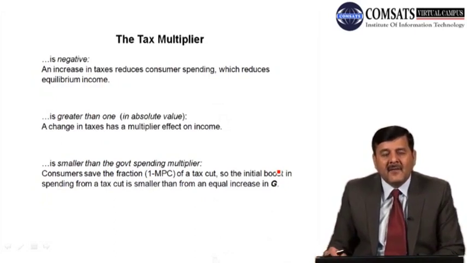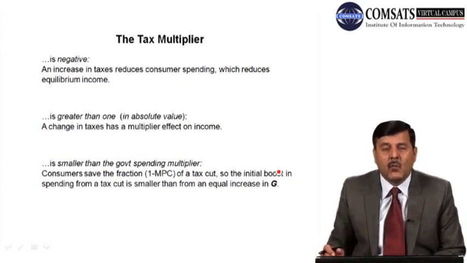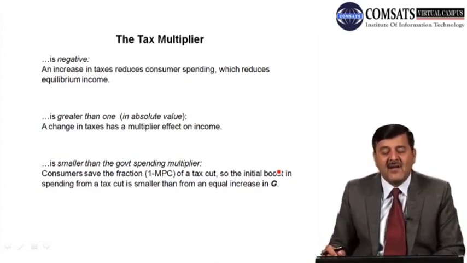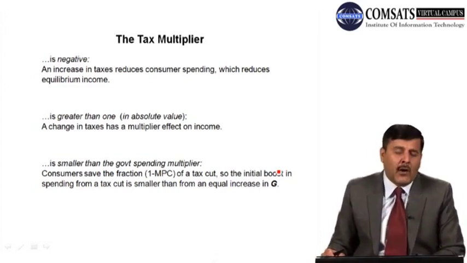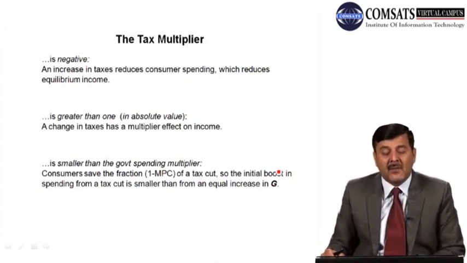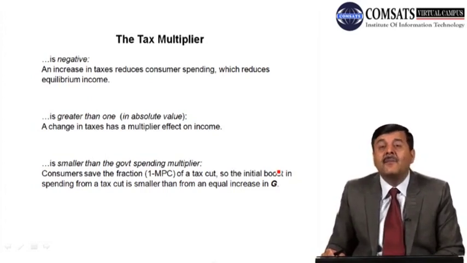As we said in the previous slide, the effect of tax on income is negative, and an increase in taxes reduces consumer spending, which reduces the expenditure level and reduces income in the economy, and this is greater than 1 in absolute value. A change in taxes has a multiplier effect on income which is smaller than the government spending multiplier, because consumers have to save a fraction, which is 1 minus MPC, of a tax cut, so the initial boost in spending from a tax cut is smaller than an equal increase in G.